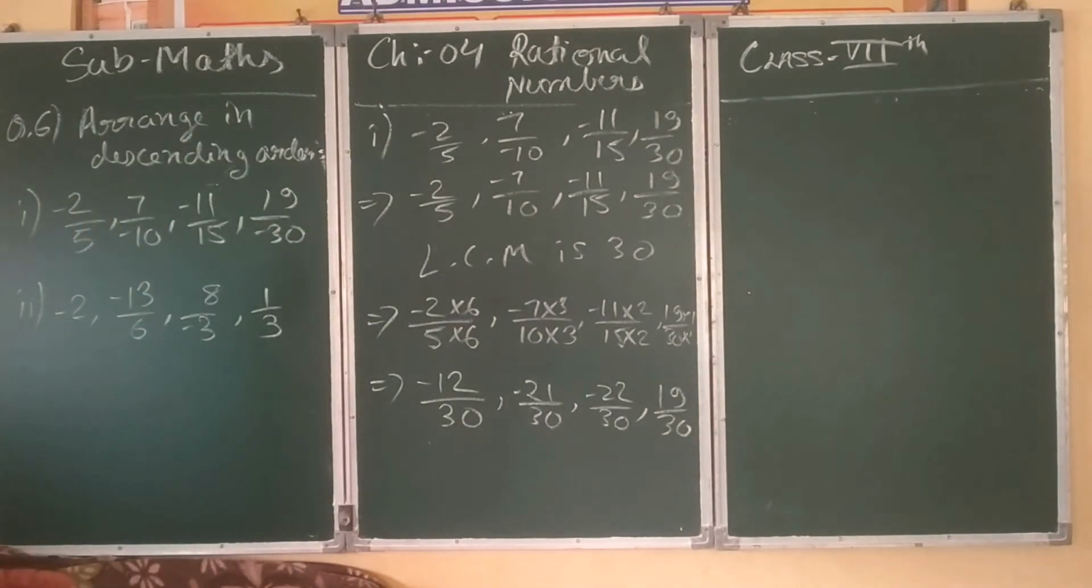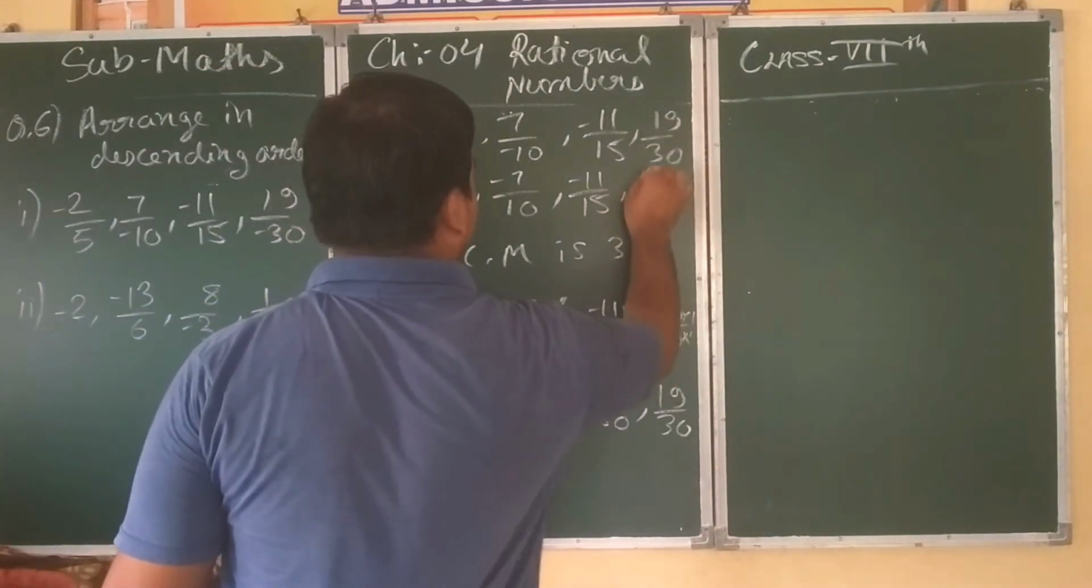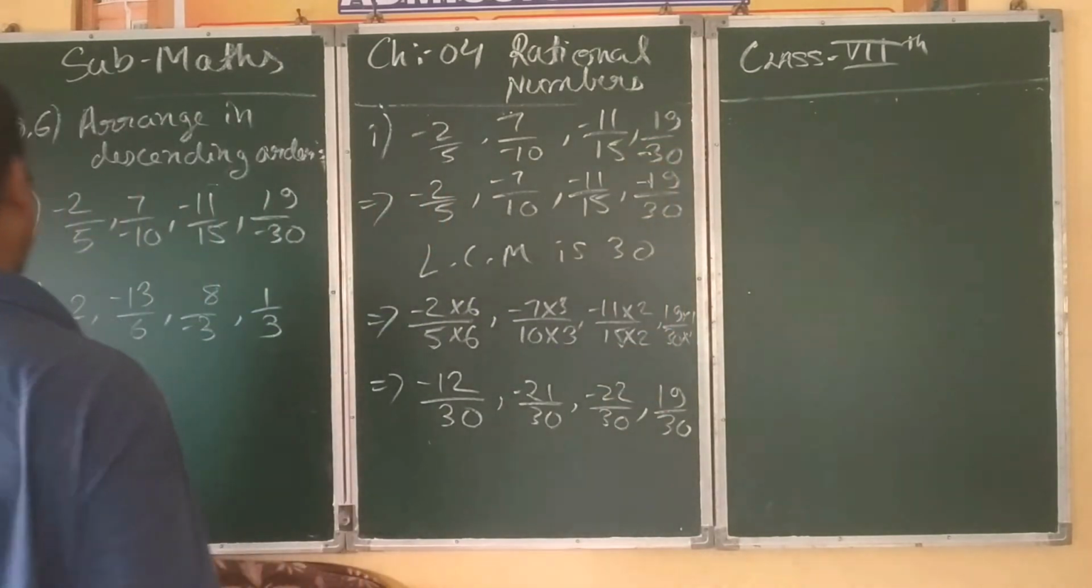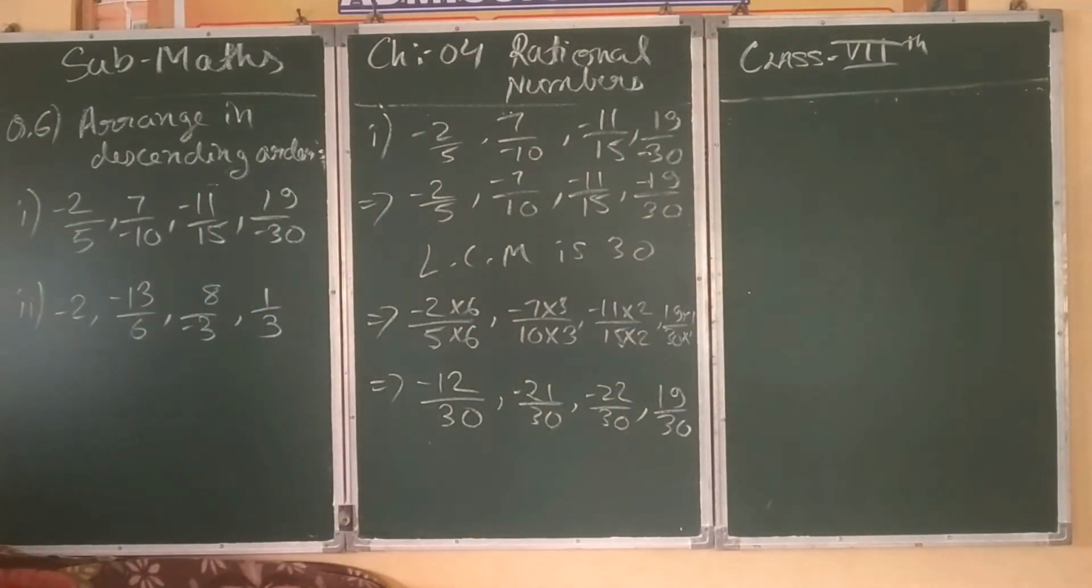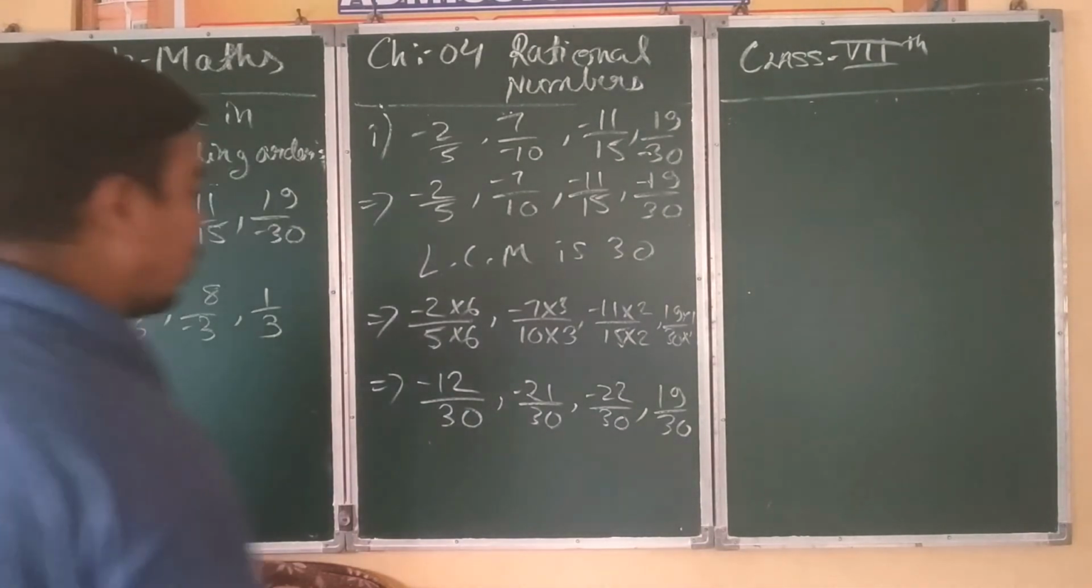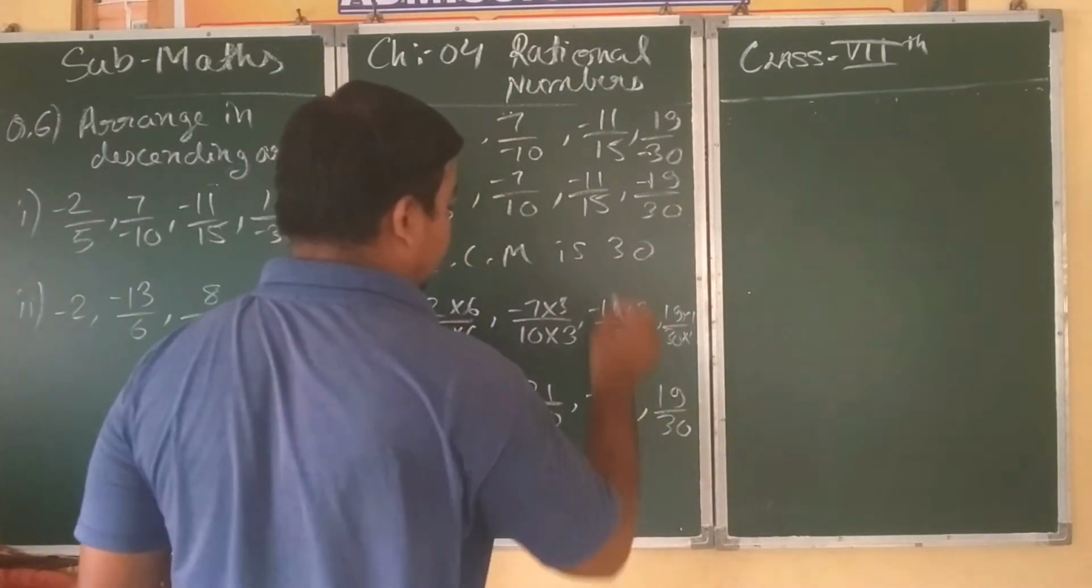So we write that according to the descending order. Descending order means bigger to smaller. It is minus 30, so this is minus 90. Minus 30. That means here minus 19.